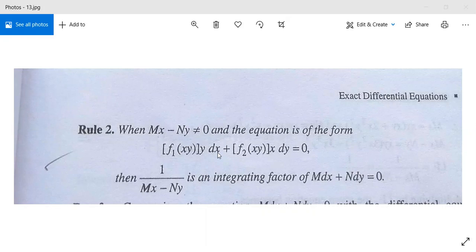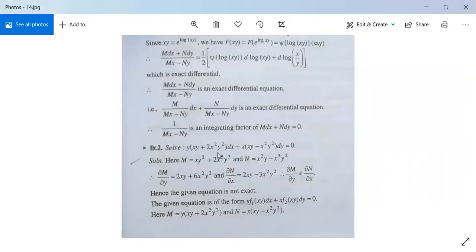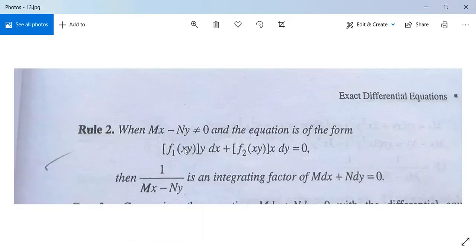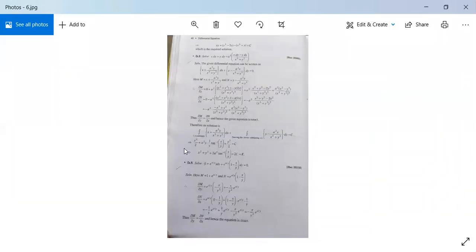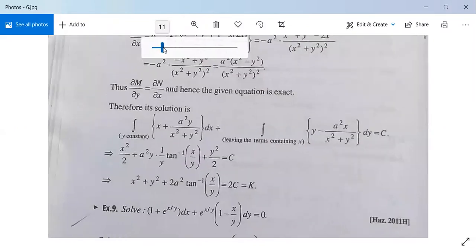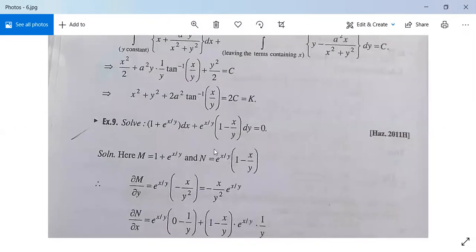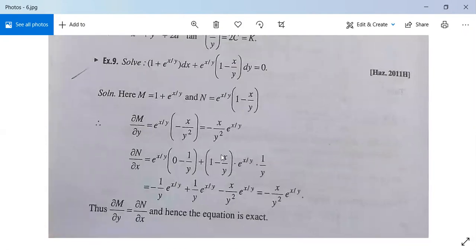There is also an example over this. So first of all, do all the things studied earlier today. After this, go to the next rule and its examples. Write example 9.